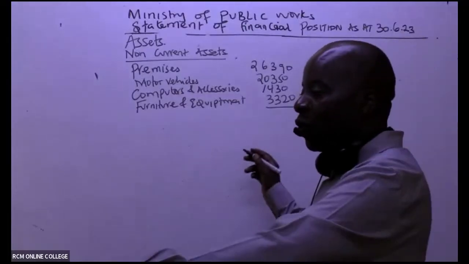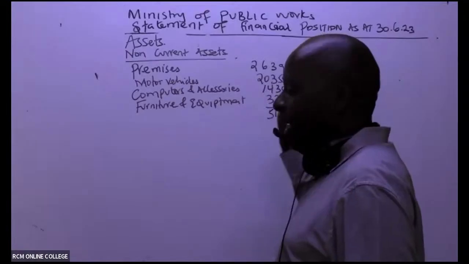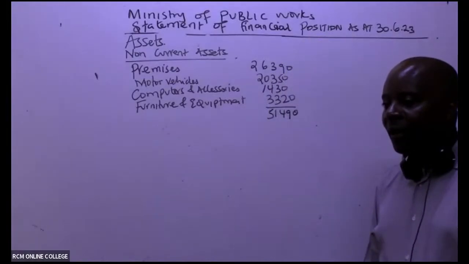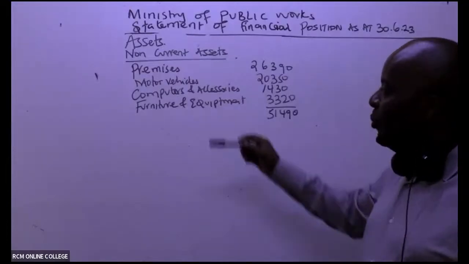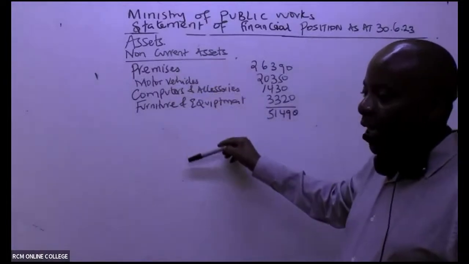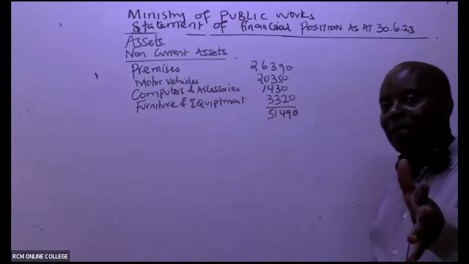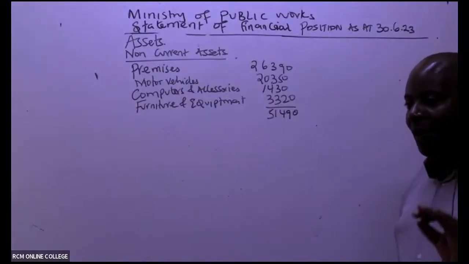So we are getting two students confirming that this is 51,490. So then, have you guys been able to copy up to here? Have you guys been able to write up to here? And of course, have you been able to understand? That is the most important. Thank you very much. Those are non-current assets.